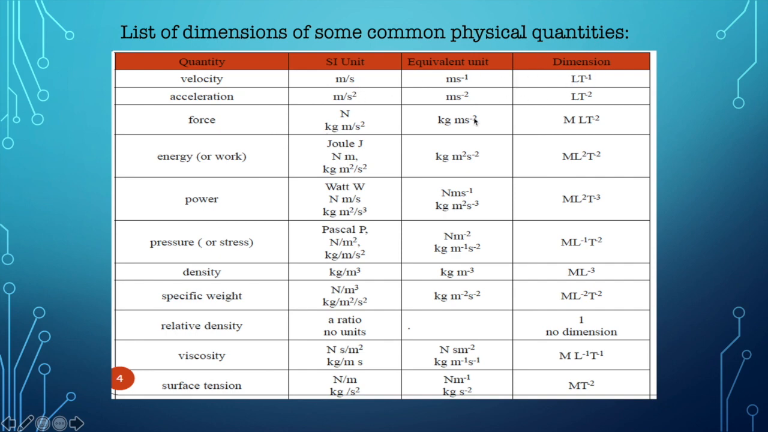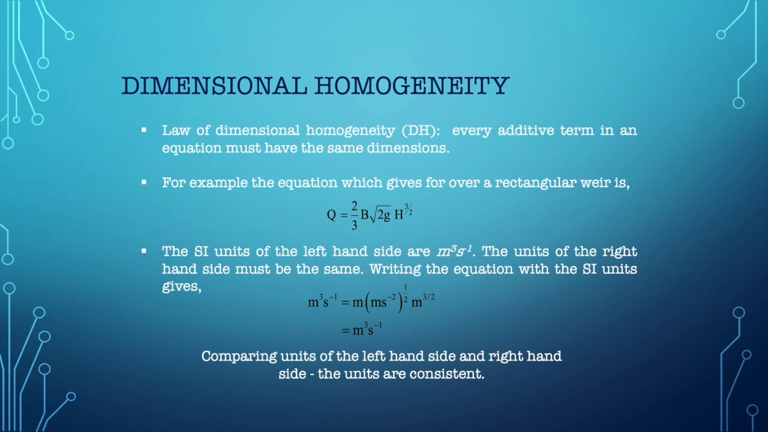Okay, next is dimensional homogeneity. What does it mean? The law of dimensional homogeneity states that every additive term in an equation must have the same dimension. It means that the left hand side and right hand side must contain the same unit. So for example here, as we can see, Q is a discharge. The unit for discharge is meter cube per second.